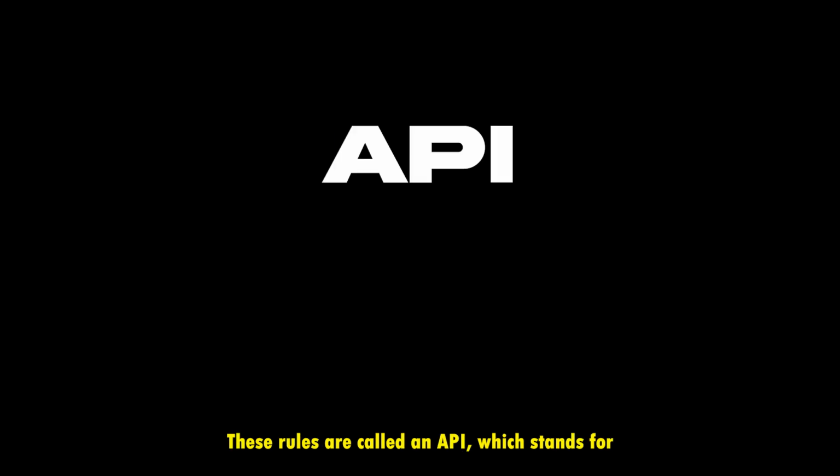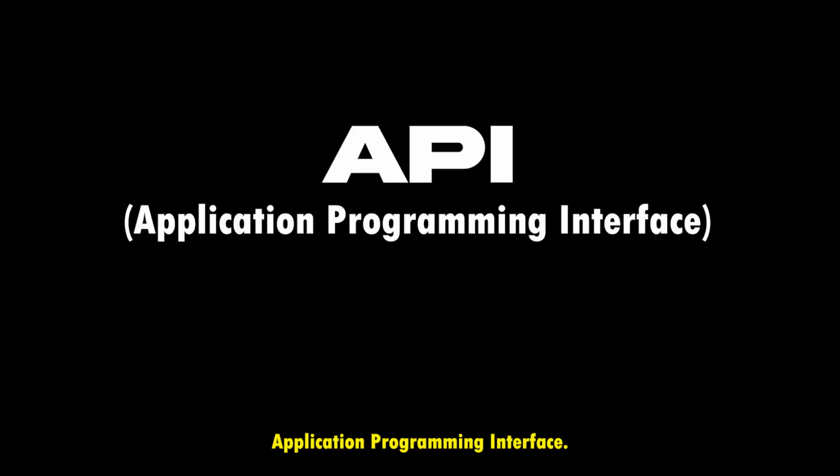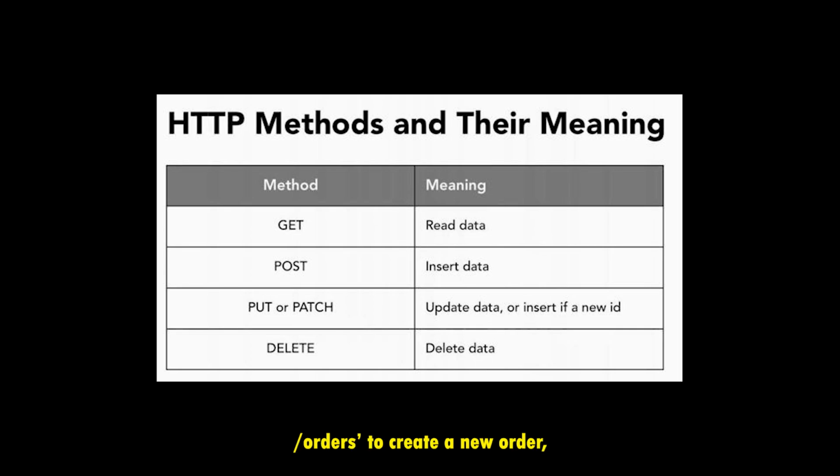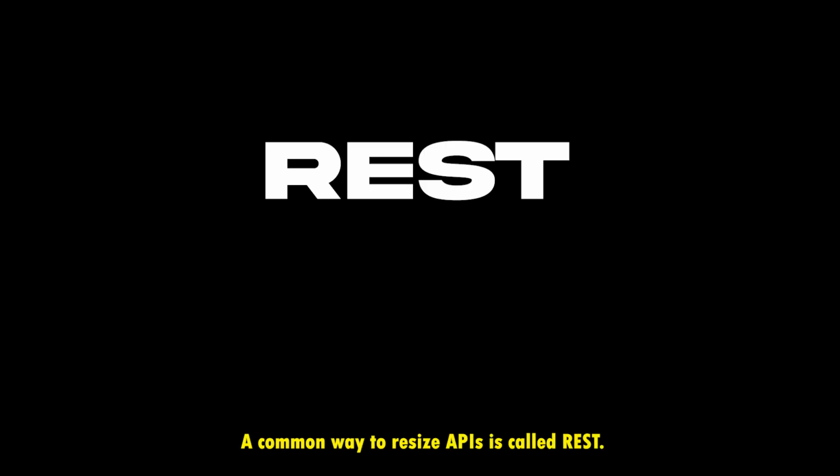The backend follows rules for what requests it will accept. These rules are called an API, which stands for Application Programming Interface. For example, an API might allow POST /orders to create a new order, GET /orders to get order history, and DELETE /orders to cancel an order. A common way to design APIs is called REST.